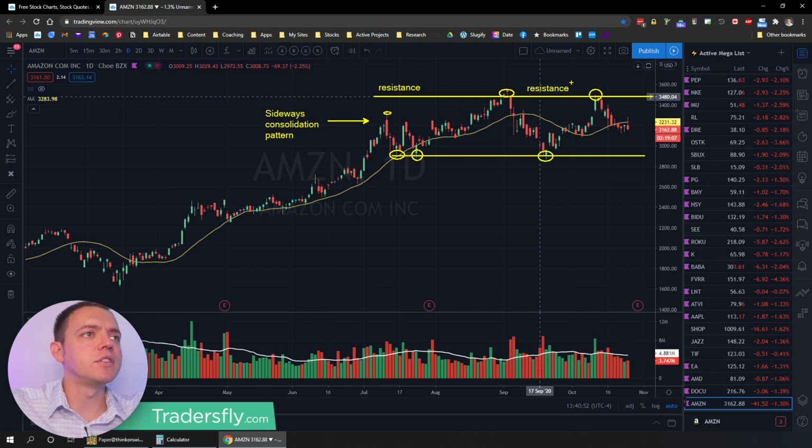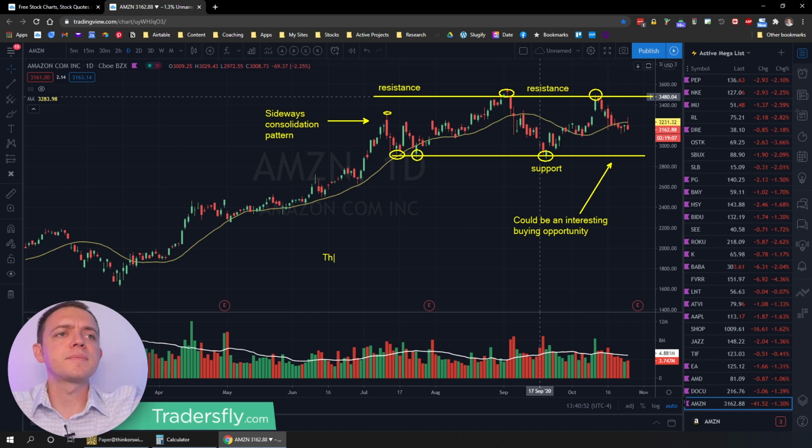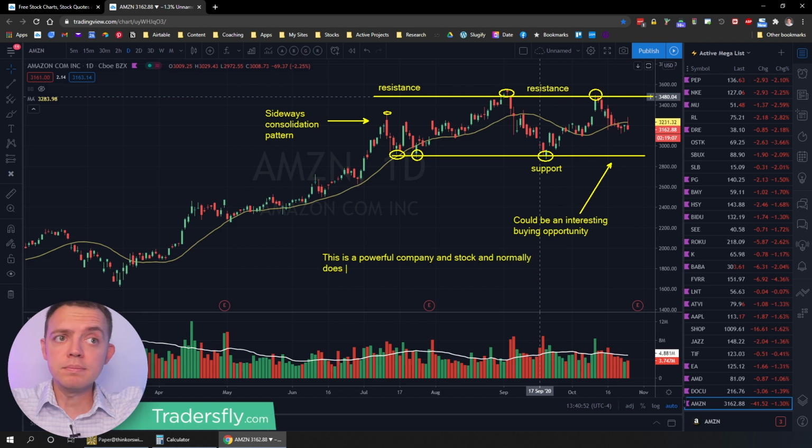So notice that kind of double top in a way that was there. Not exactly a double top, but it hit it twice. And now you're kind of right in the middle. So that's where that sideways consolidation pattern is. It could be an interesting buying opportunity when it gets to this level. This is a powerful company and stock, and normally does quite well. So I would watch for pullbacks and buying opportunities.